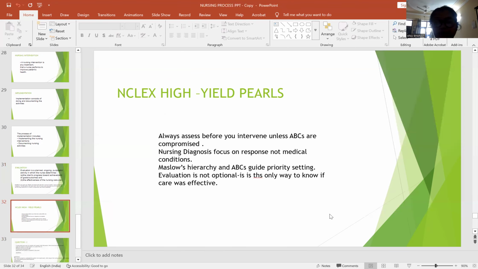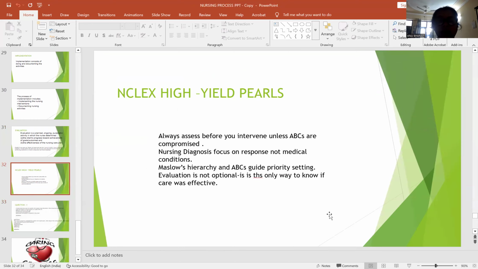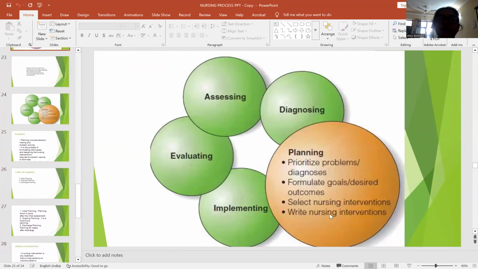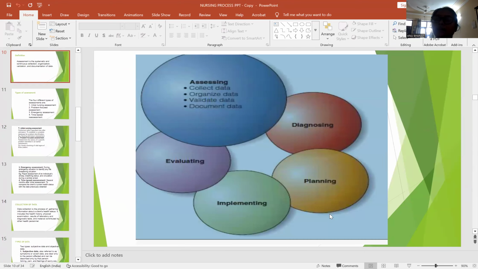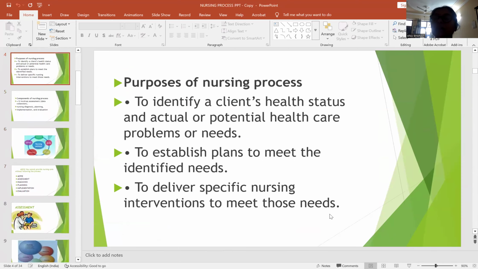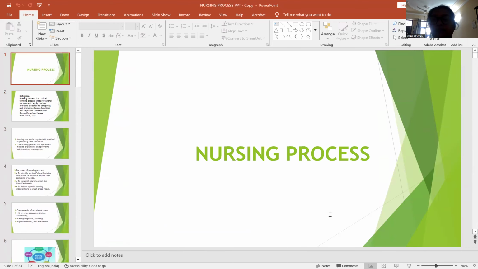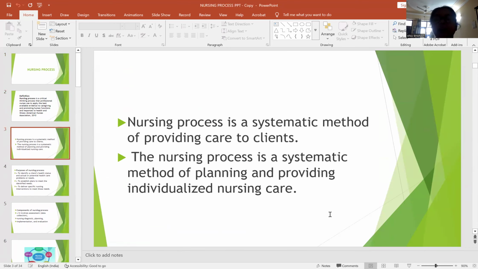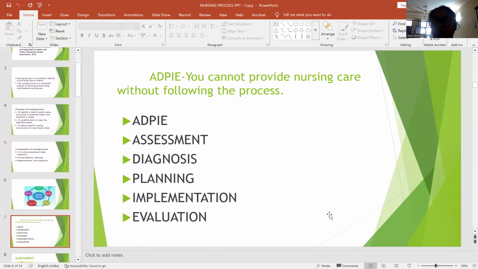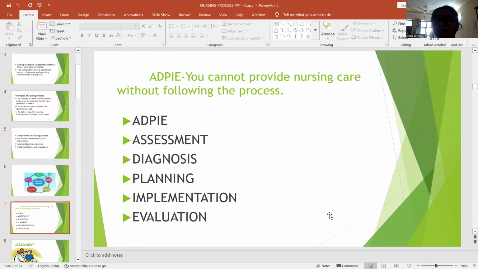Okay. So what we have discussed till now is the nursing process. The nursing process is the critical thinking and systematic method of providing care to the patient. This is what we follow: ADPIE, which means assessment, diagnosis, planning, implementation, and evaluation.